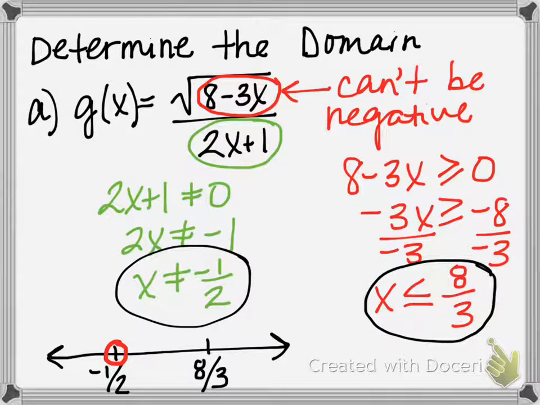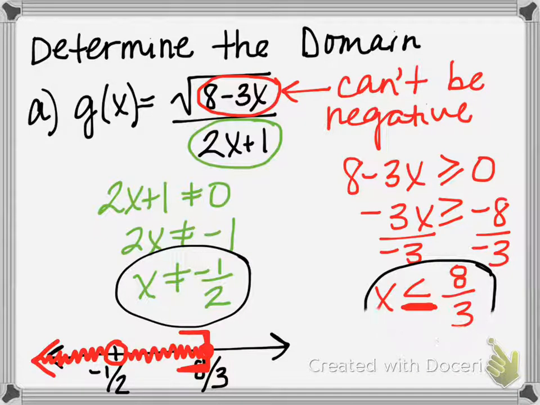And x must be less than or equal to 8/3. So that means x could be any number smaller than 8/3, but we're going to skip over negative 1/2. It cannot equal negative 1/2. It could be any number smaller than negative 1/2. And then because of the less than or equal to, that means 8/3 is okay. So you could either draw a solid dot to indicate that 8/3 is included, or you could use a bracket to indicate that 8/3 is included. I like the bracket because that helps you write your answer for the domain in interval notation.